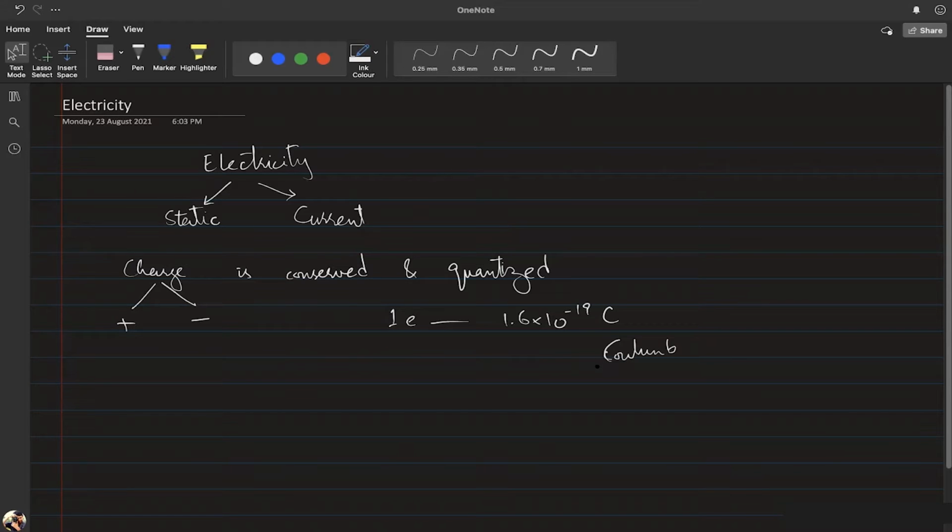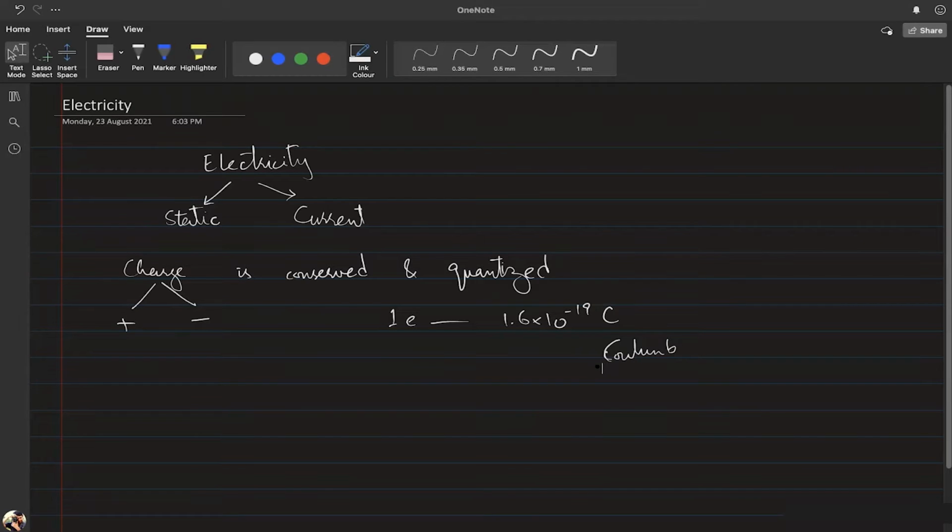Just like that, you can get as much charge as you want, but as long as it is made of these small packets, and each of these packets has this much. And it doesn't matter whether it is positive or negative, because positive and negative both have an equal amount of charge on them.